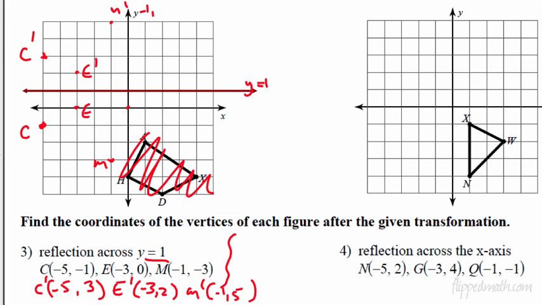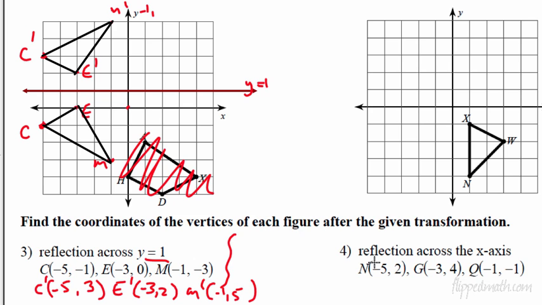Okay, so if I draw my nice little triangle lines the way I should. Here's what the first one looked like. Here's what the second triangle looks like, the image. Okay, and you can tell that they're reflected in the line y equals 1. So that one is probably just easy enough that you could just draw a little picture and do it that way.